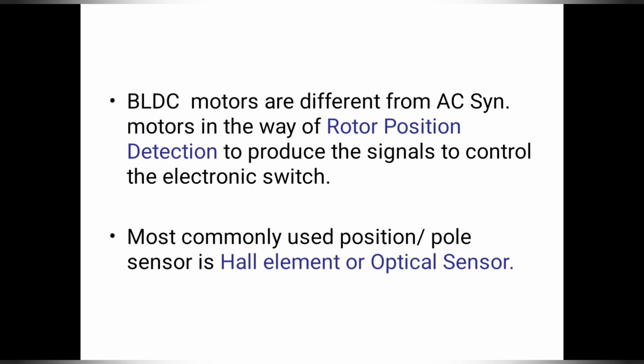The BLDC motors are different from AC synchronous motors in the way of rotor position detection to produce the signals to control the electronic switch. So that is a unique feature we have in BLDC motors. The most commonly used position or pole sensor is a Hall element or optical sensor.